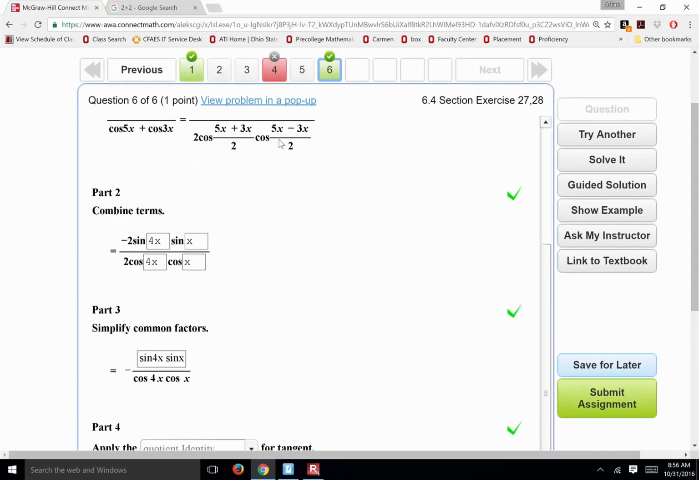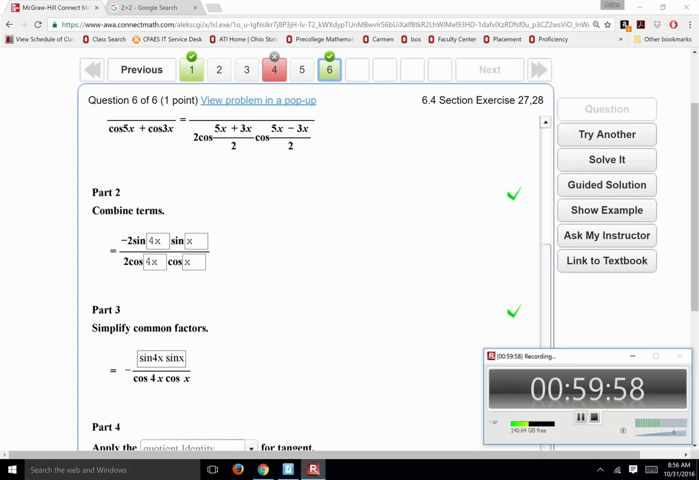Alright, but again, do the math steps on your own and then go fill in the blanks. Alright. On Tuesday, tomorrow, we are going to start 6.5.